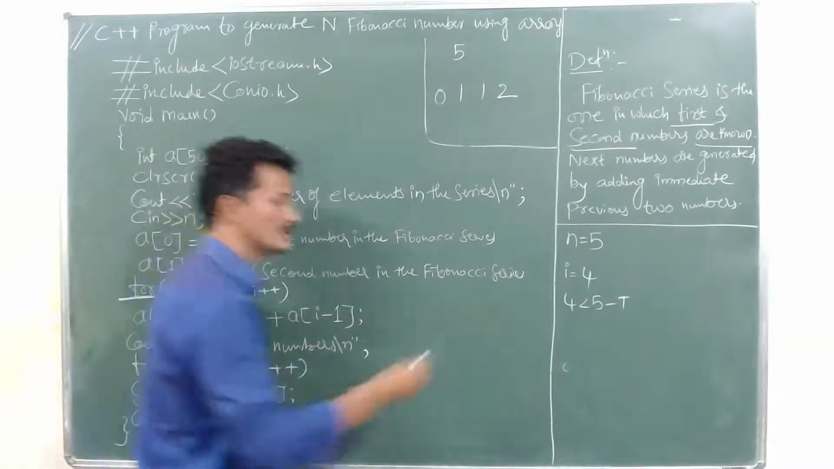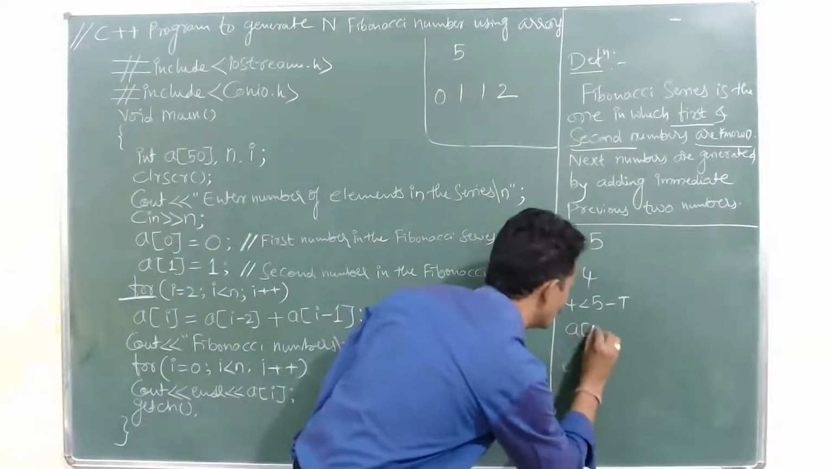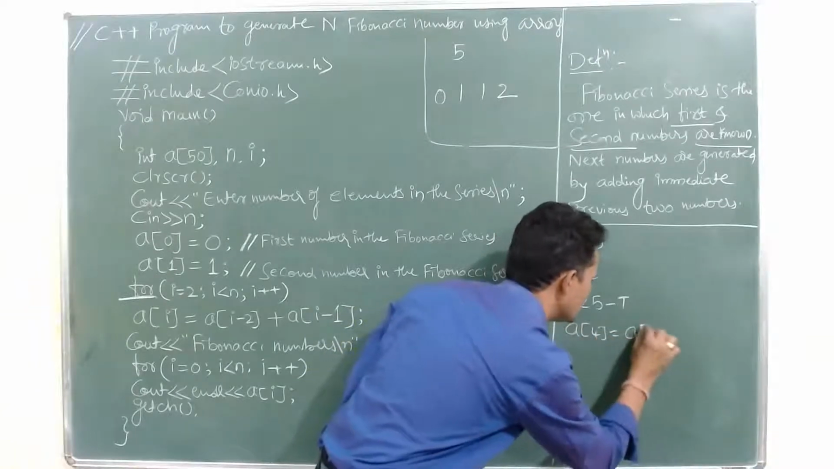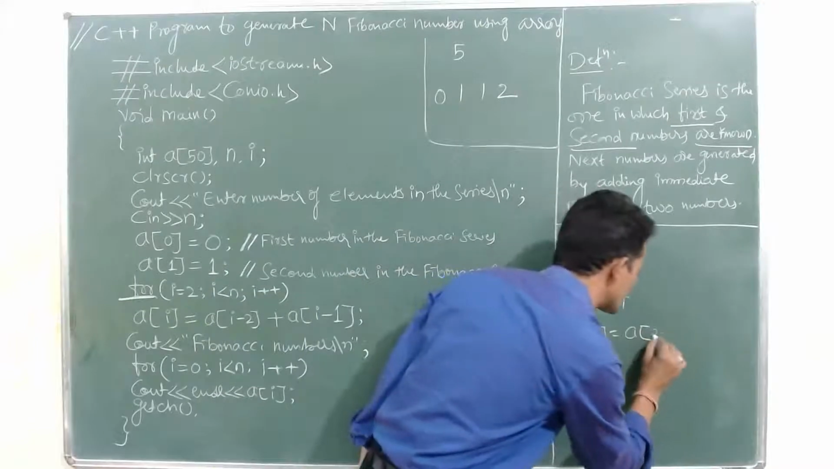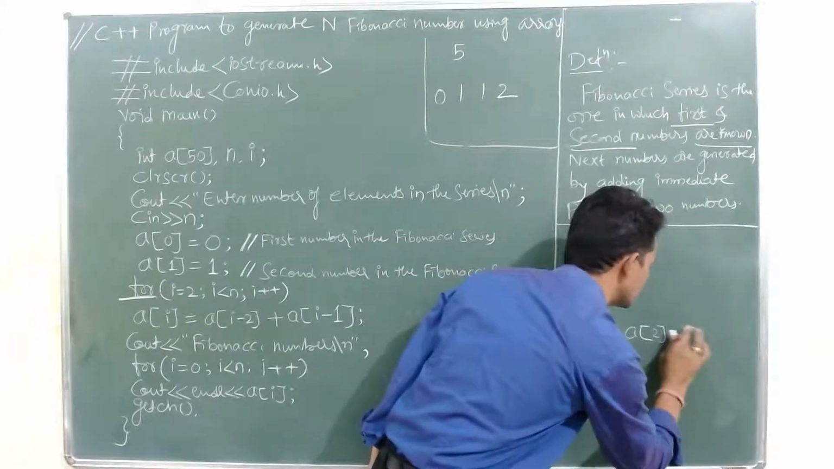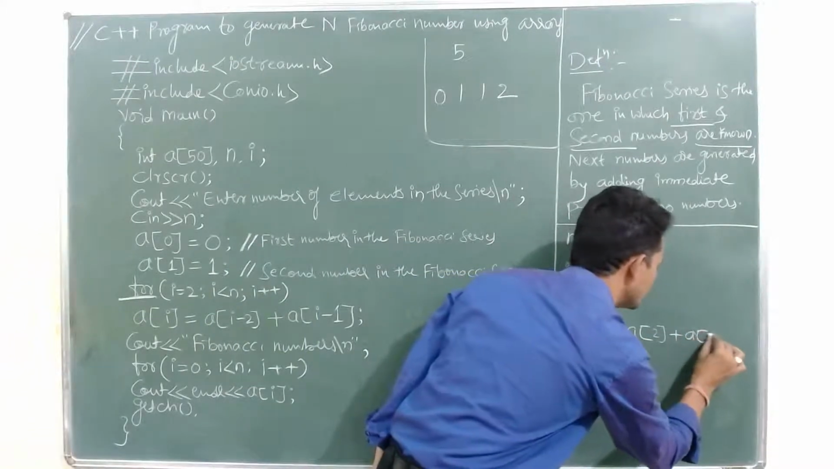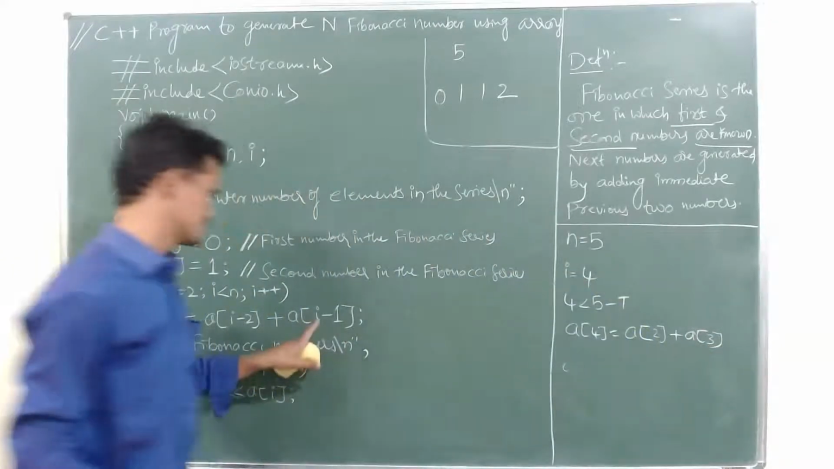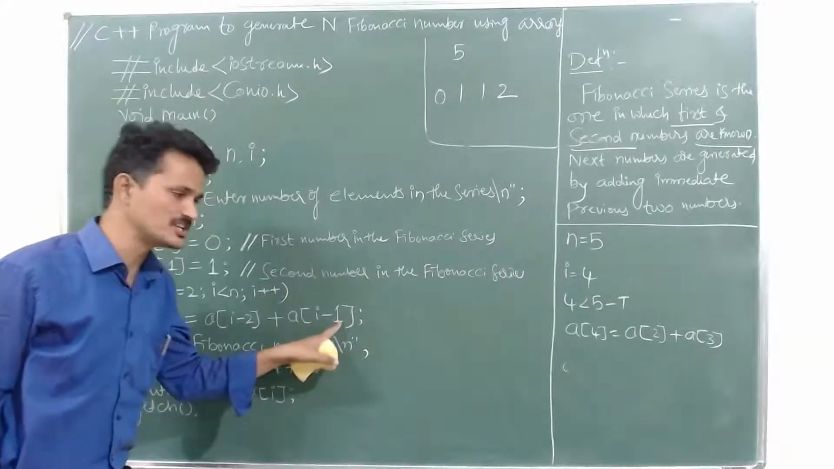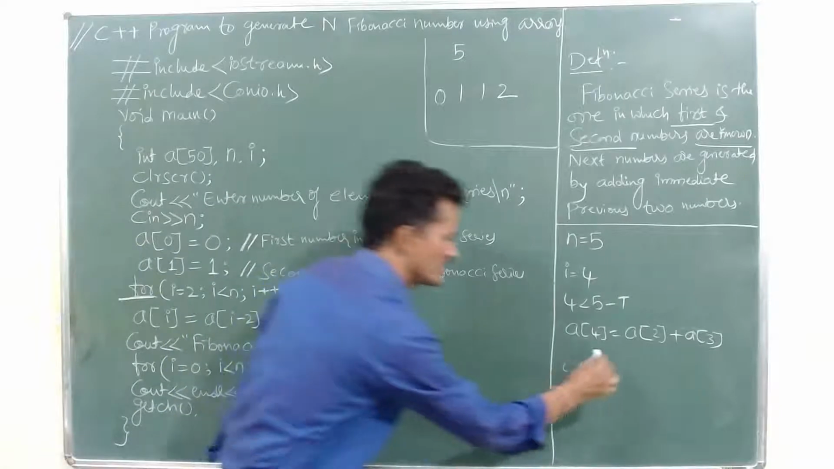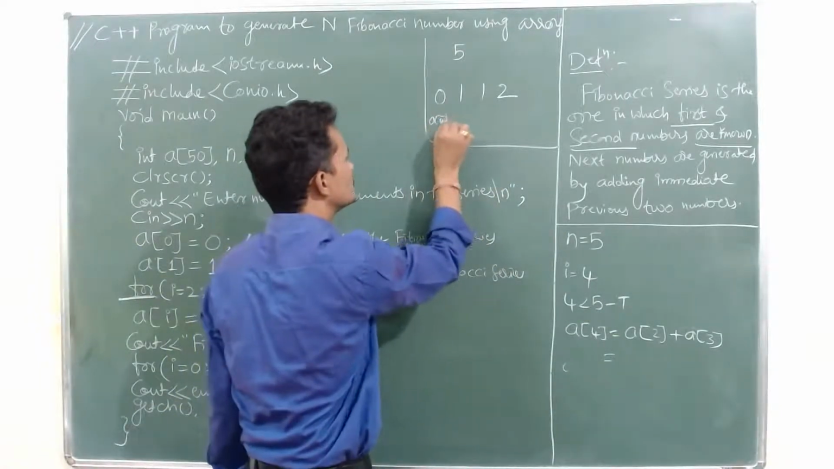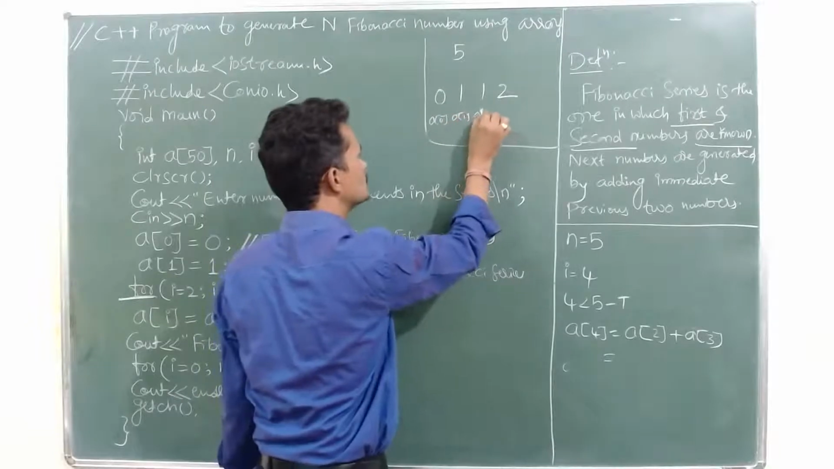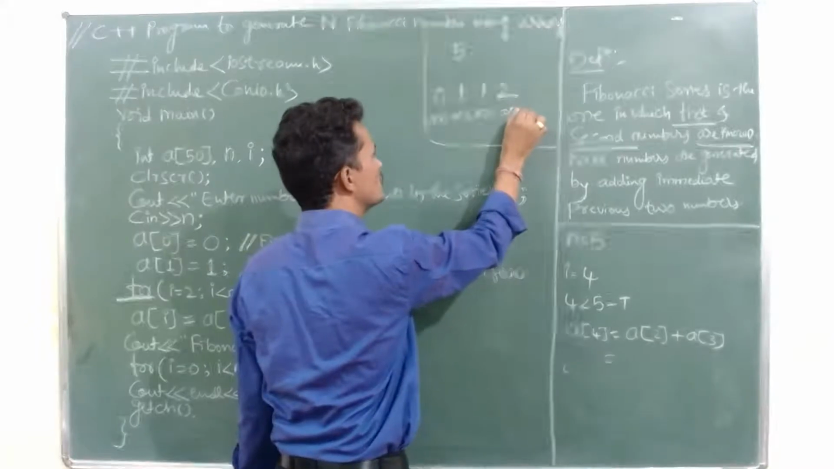4 minus 1 is 3. So I'll write it as A of 4 is equal to A of 2 plus A of 3. 4 minus 2 is 2 and 4 minus 1 is 3. That is what I got, A of 3. This is stored in A of 0, this is stored in A of 1, this is stored in A of 2, and 2 is stored in A of 3.